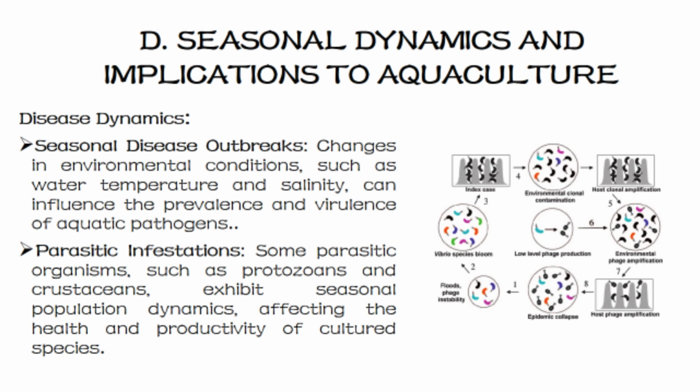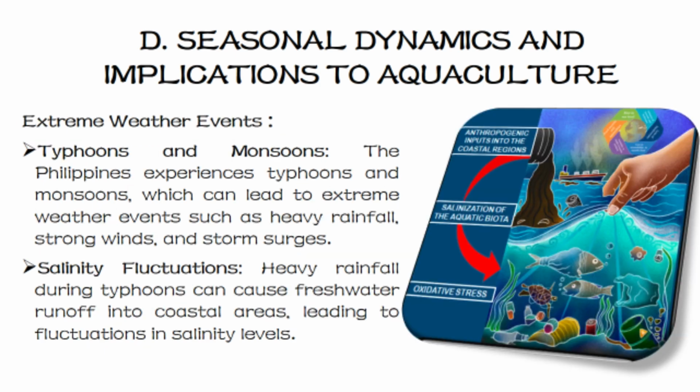Now we have the extreme weather events, the typhoons and the monsoon, and the salinity and the fluctuation. The Philippines experiences typhoons and monsoon, which can lead to extreme weather events such as heavy rainfall, strong wind, and storm surges. These events can actually disrupt aquaculture operation, damage infrastructure, and lead to loss of stock.